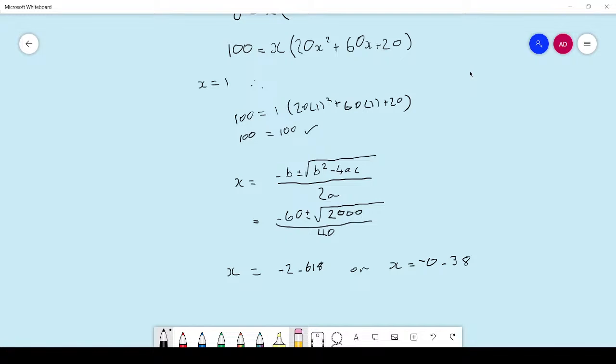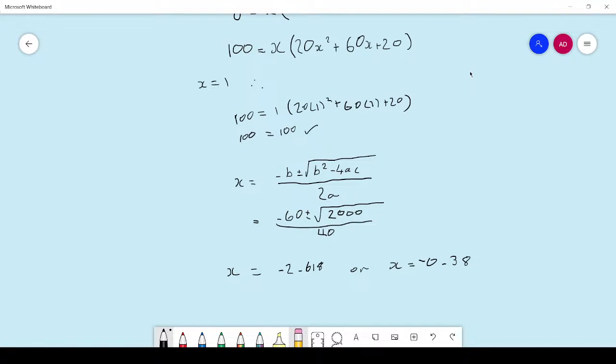Right, so subbing in negative 2.618 does not give us, it gives us something ridiculous like 0.0003.